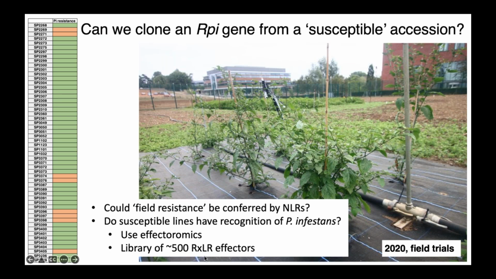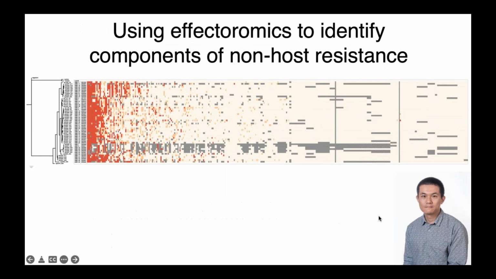And to do this, we have a library of around 500 RXLR effectors, and the RXLR domain is associated with secretion into the host from P. infestans. So using this library and work mostly led by Dr. Shaolin, he's produced this wonderful figure here. So you can see in this table, every row is an americanum accession, and every column is a different P. infestans effector.